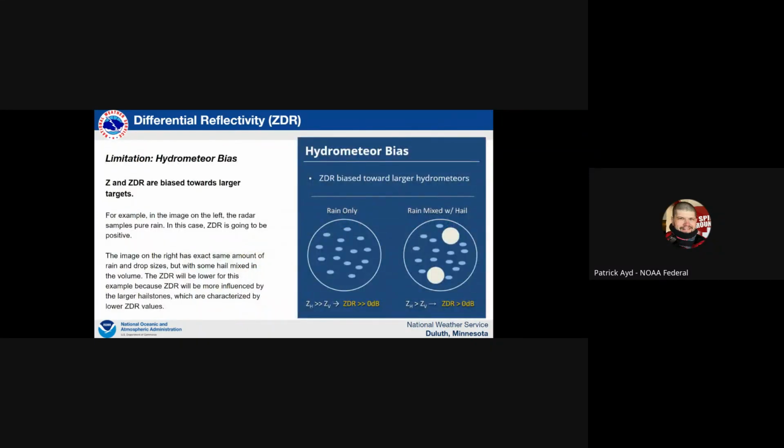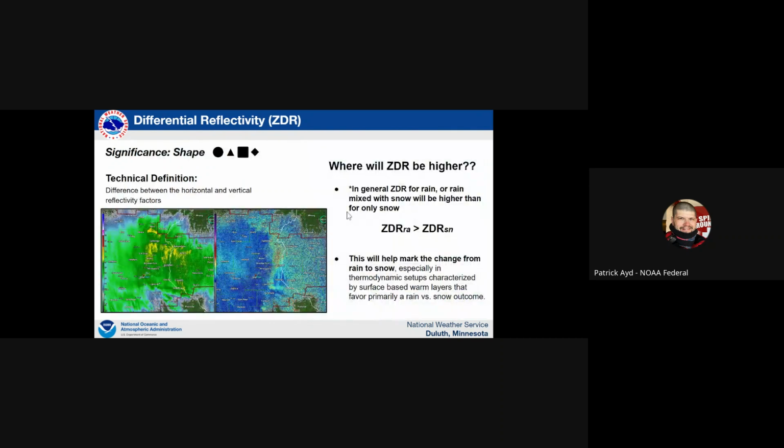Got to remember though, with ZDR, it's biased to the bigger targets in the sample volume. So that's one thing to keep in mind, both from a summer perspective and a winter perspective, is that the larger targets will bias the ZDR. So if you have larger targets that are more spherical, your ZDR will drop down, even though there's potentially more targets in that volume that are a little bit longer horizontally, but they're smaller. So just something to keep in our mind as we go forward.